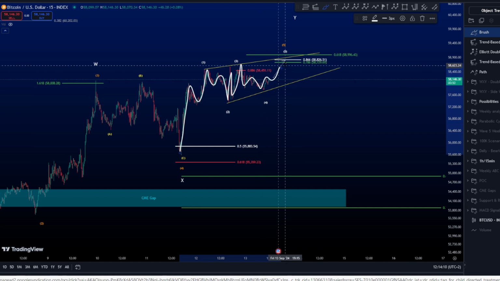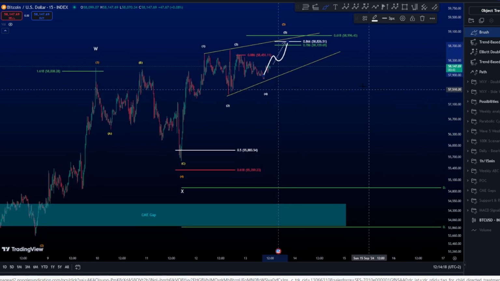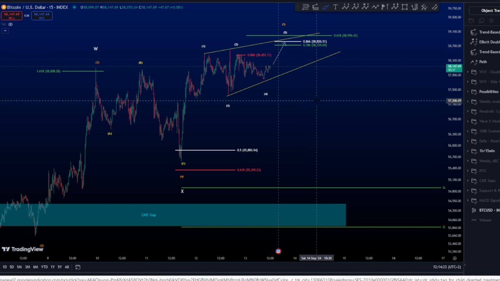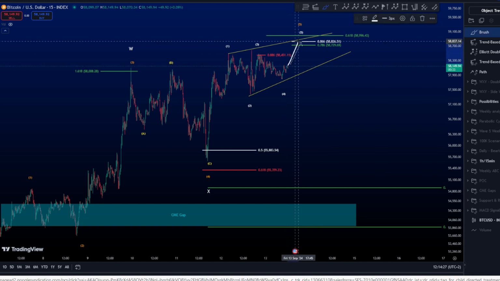towards the upside for an ending diagonal, finishing a zigzag as well, in this box of targets around the 58,700 and 58,800. So in that case, if that happened and we hit these targets, that would be perfect to finish, of course, a diagonal.